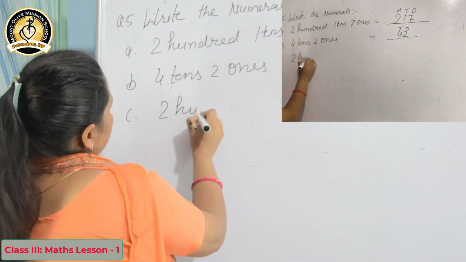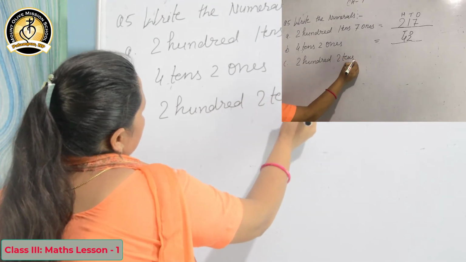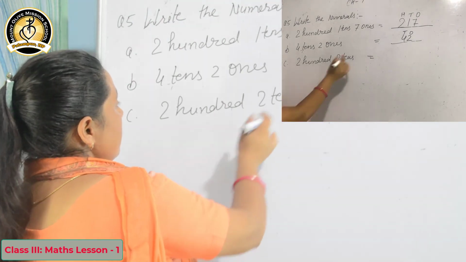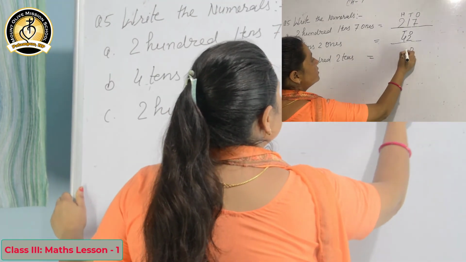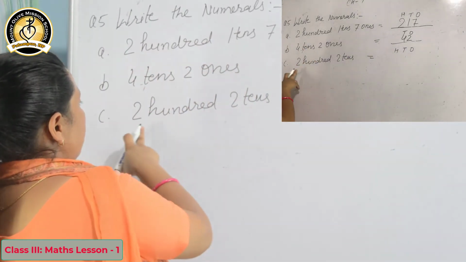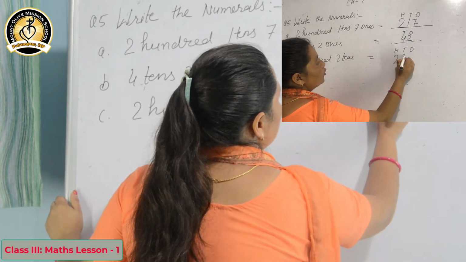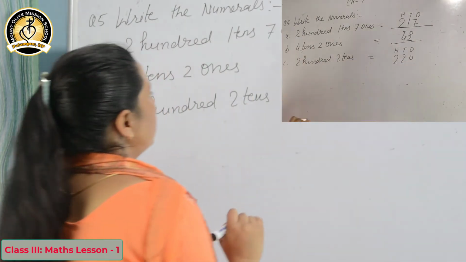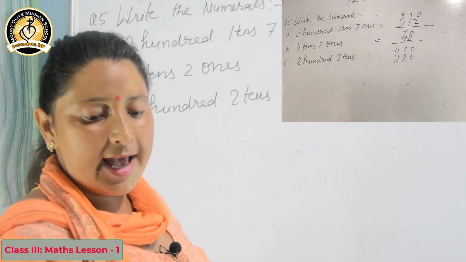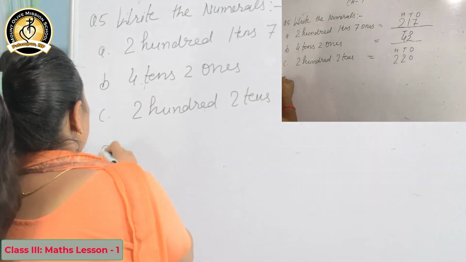Next, see 200, 2 tens. First of all, write ones, tens and 100. After that, 200, 2 tens. 200, 2 tens. Means 222. Okay? Okay.